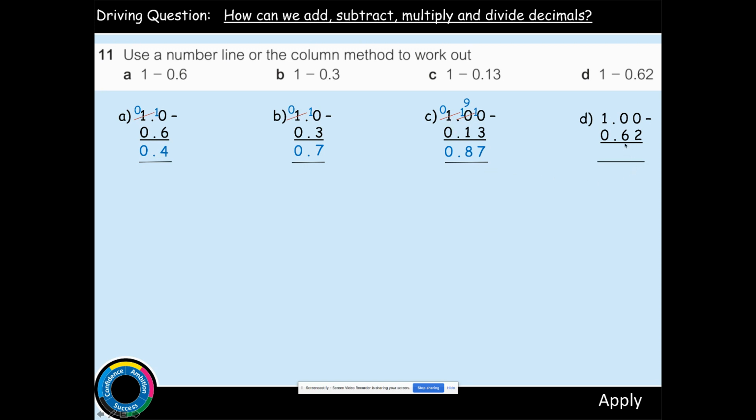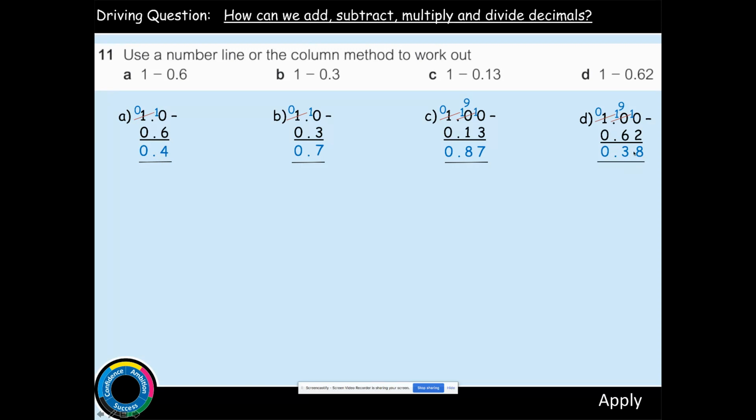D is another tricky one because I've got 2 zeros. So 0 take 2, can't do it. Nothing next door, so I've got to go next door again. Cross out this 1, make it a 0. Just go next door. Okay, now cross this 10 out, make it a 9, put the 1 here. 10 take away 2 is 8. 9 take away 6 is 3. 0 take 0 is 0.